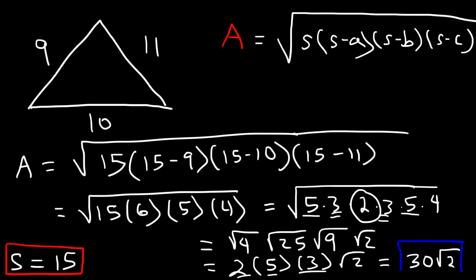So that's how you can use Heron's formula to find the area of a triangle when you have all 3 sides. If you have a triangle where the 3 sides are the same, it's an equilateral triangle, you could simply use this formula as we've discussed earlier in the video. But if the sides are different, then use Heron's formula.